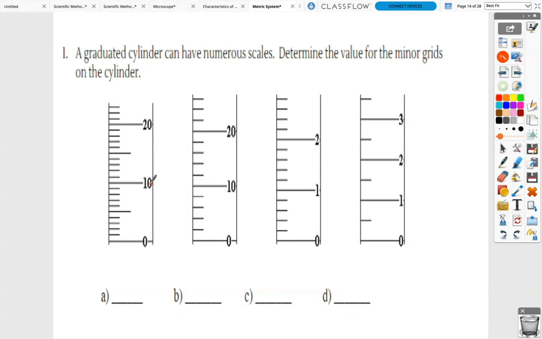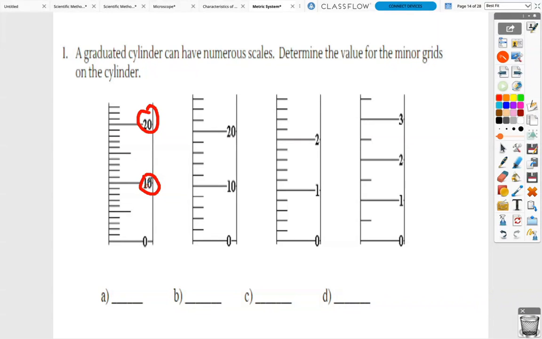So if you look at this first one, we're talking about this graduated cylinder here, and we can see the numbers 10 and 20. Now, we can also look and see how many lines are separating those. So if I look here, I have 1, 2, 3, 4, 5, 6, 7, 8, 9 lines separating those. So if you were to think about 9 lines separating the numbers 10 and 20, that should let you know that you're counting by ones.